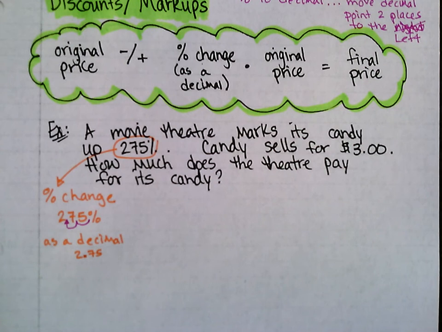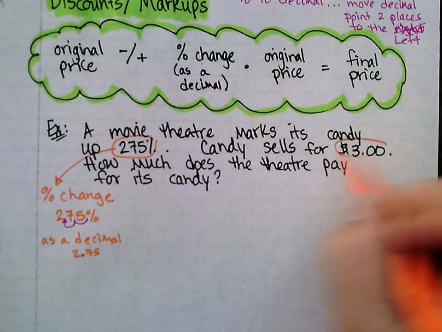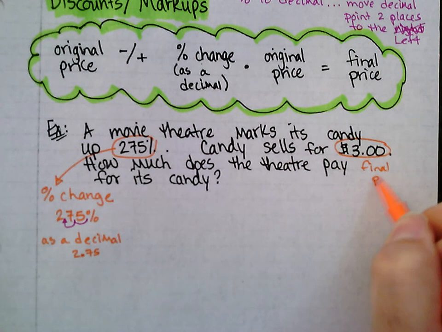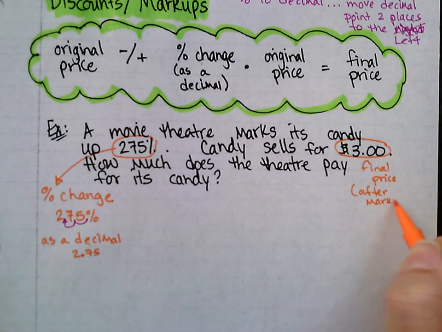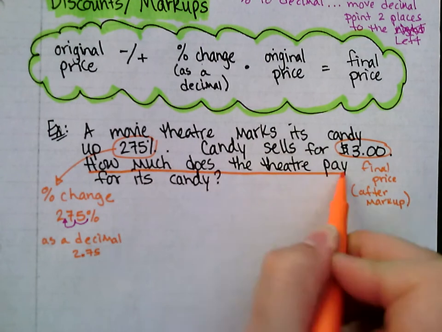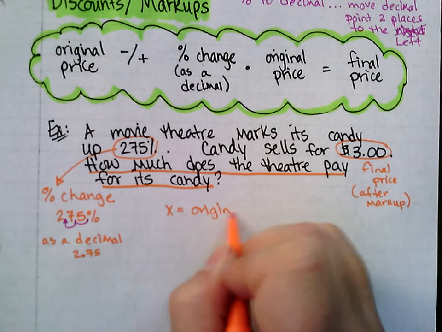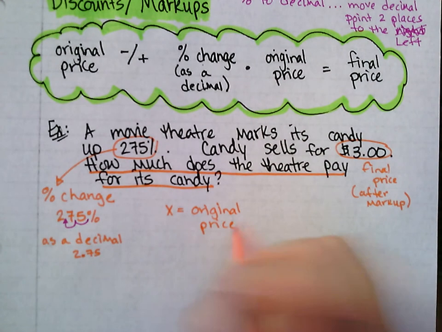Candy sells for $3. Is that the original price or the final price? It wants to know how much the theater pays for its candy. So that's before the markup. So this $3 is the price after the markup, so this is going to be our final price. And then how much does the theater pay for its candy? That's going to be the original price. So x will be our original price.